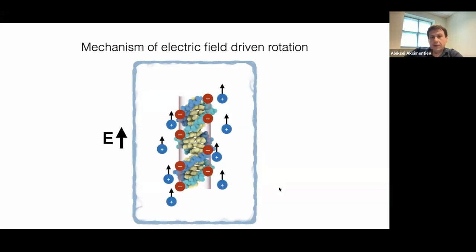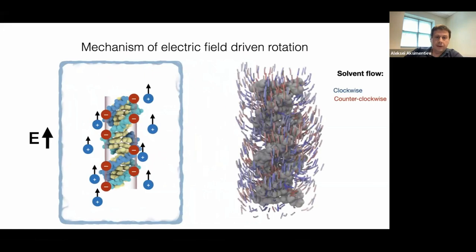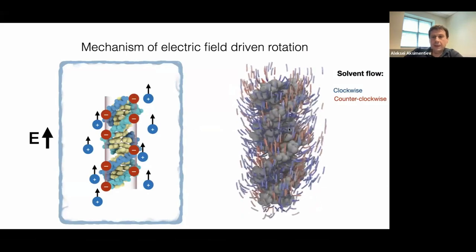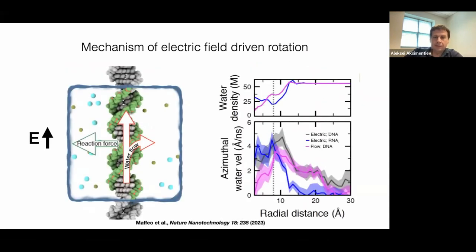So when we apply electric field, we produce a motion of the fluid. And the fluid, the solvent, the water molecules, will bounce off the surface of the DNA. In this particular animation, molecules that bounce off clockwise are shown in blue and counterclockwise are shown in red. You can tell that you have more clockwise bounces than counterclockwise bounces, which basically transmits the impulse to the molecule. We can make it quantitative by computing the azimuthal velocity of the DNA at the surface. But this cartoon summarizes what happens: you have a water flow, it bounces off the surface of the DNA, produces a reaction force, and that makes the DNA spin.